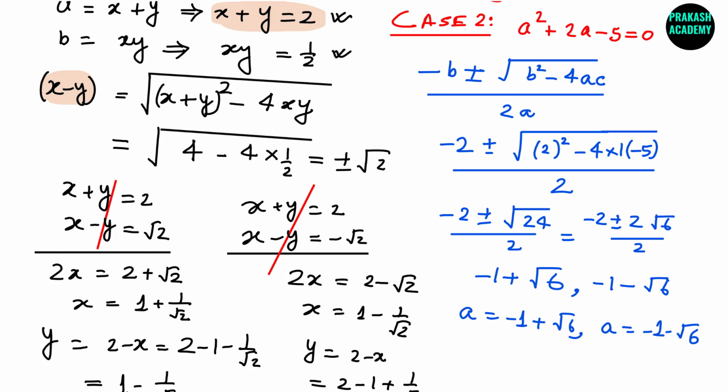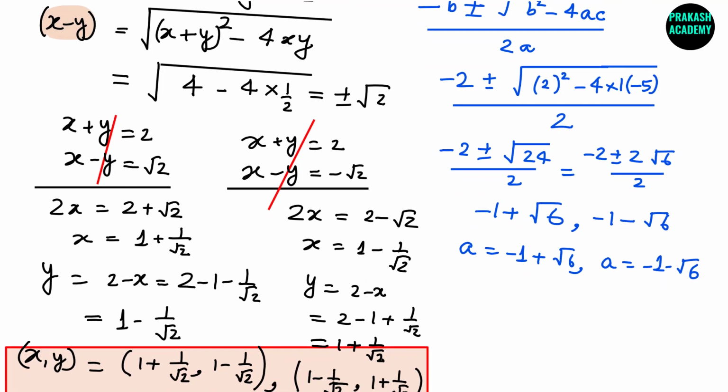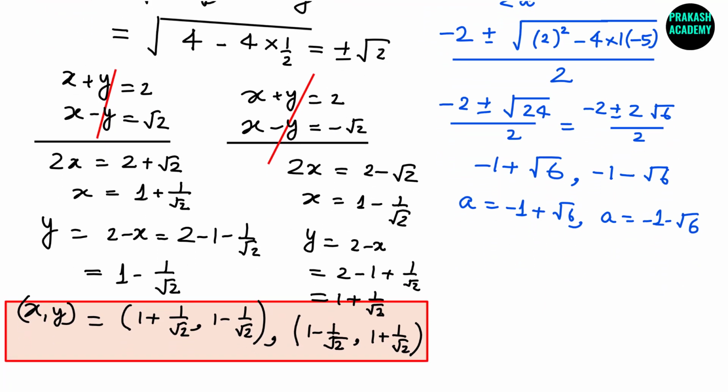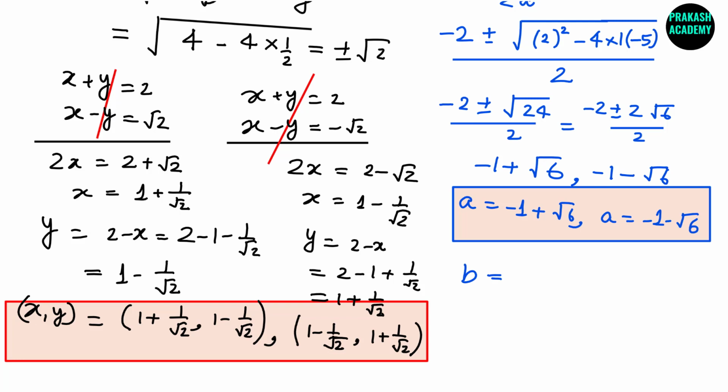Now I am not going to solve all the problem. You can try on your own. Basically, once you know a, b, then you can calculate x and y. So we calculated a. So you see this is the value of a. Now what is b? b is simply a square minus 3 by 2. So you can calculate the value of b.